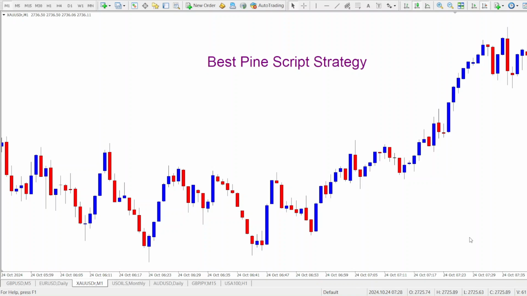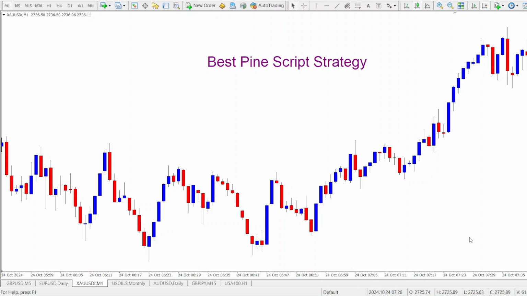Now, finally, we have strategy optimization. This step is all about backtesting your strategy. By running your script on historical data, you can see how it would have performed in the past, allowing you to tweak and improve it before using it in real time trading.